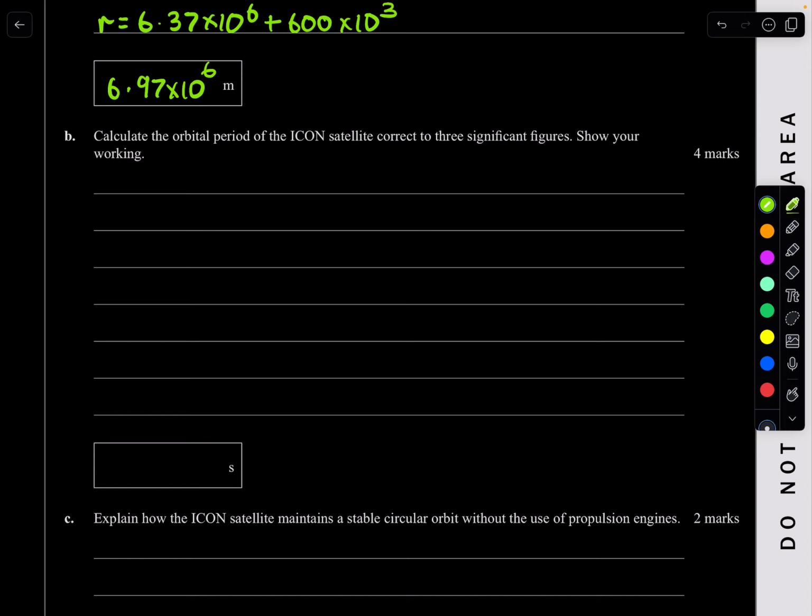Question B, calculate the orbital period of the ICON satellite. Correct to 3 significant figures. Show your working out. Nice and easy. This is an application of Kepler's law. Make sure you write this formula down. When you want to calculate period, it's normally always Kepler's law. So Kepler's law states, this is the formula: T squared equals 4 pi squared r to the power 3, where that r value is the orbital radius, over GM.